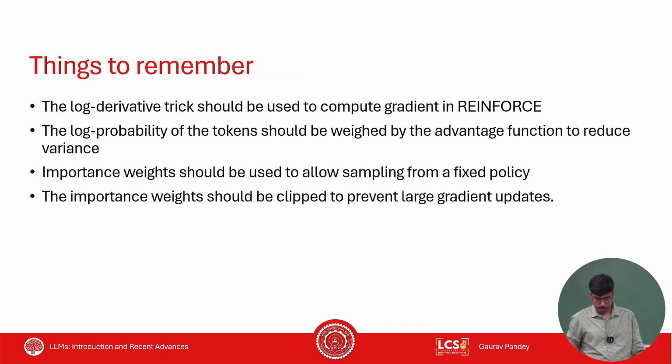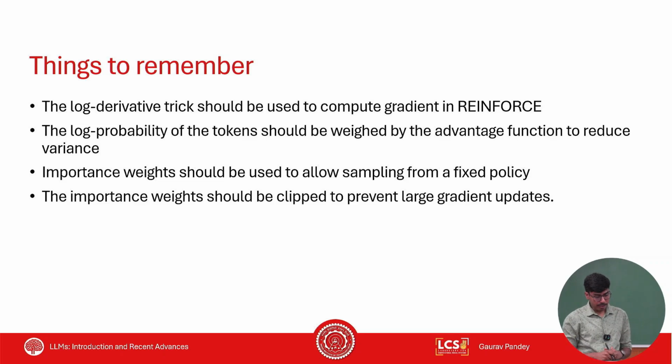I know this was a very mathematical class. There was too much mathematics, and there were too many things to remember. But one of the key factors to remember was the log derivative trick to derive the gradient, and the reason why we needed it. Then we replaced the total reward by the advantage function, so that we can reduce the variance that the reward at the intermediate tokens receives.